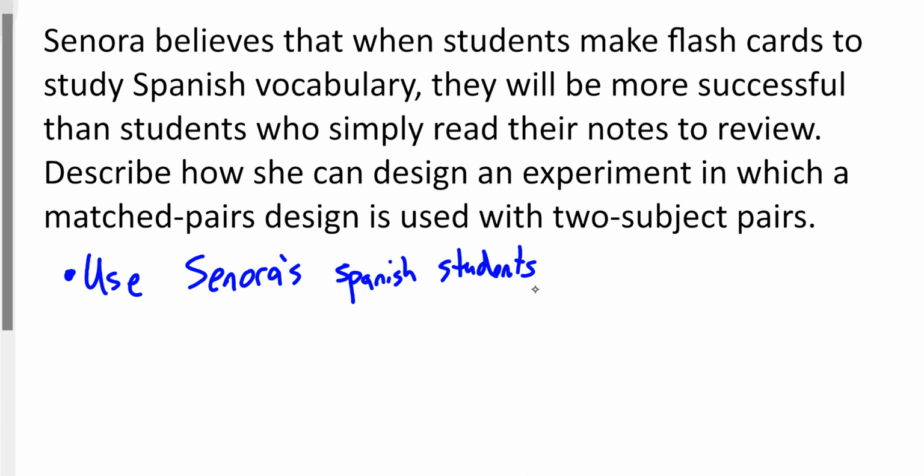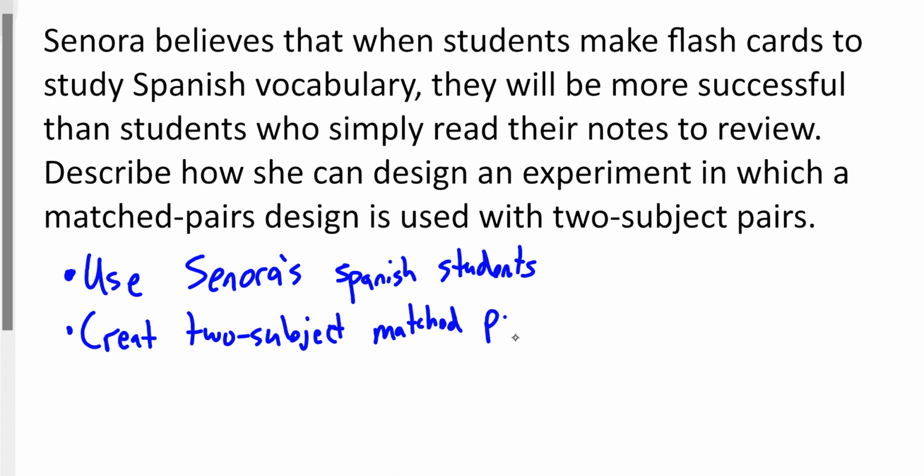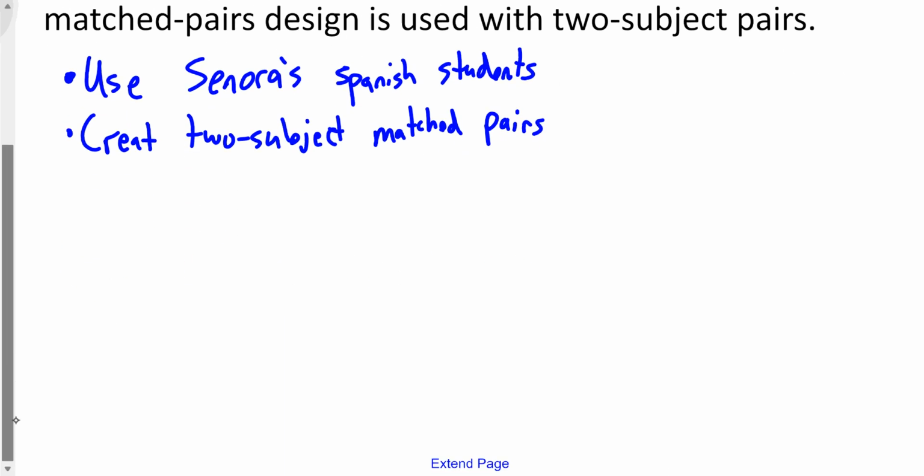And we're going to block. We're going to make this matched pair. So I'm going to create two subject matched pairs. Within this, I'm going to explain how I did it.